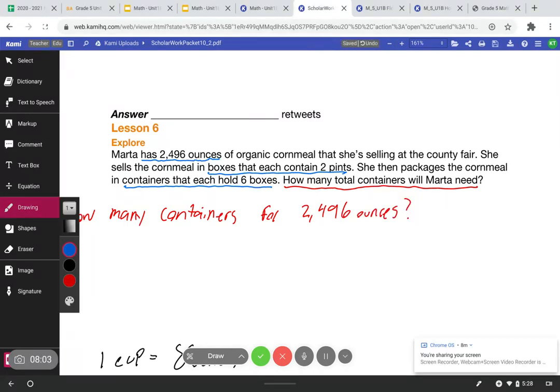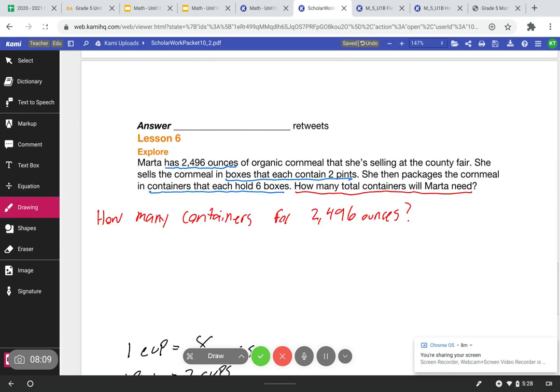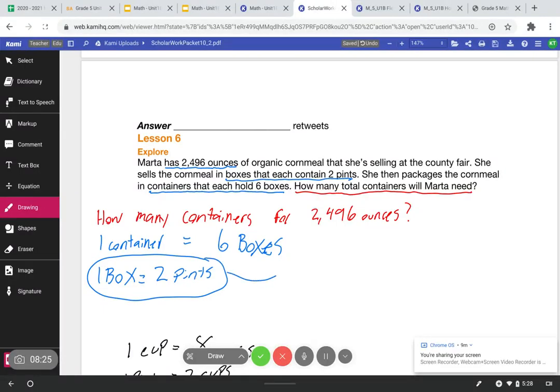And then we're going to write down what we know. And what we know is that 1 container is 6 boxes. And then we know 1 box equals 2 pints. So we're going to move this over here, because 6 boxes would equal 12 pints. So 1 container equals 12 pints.